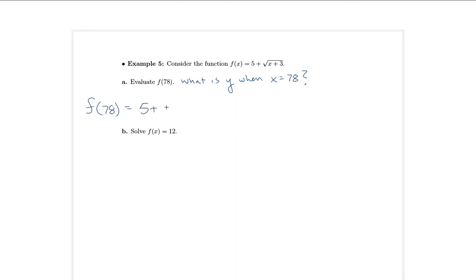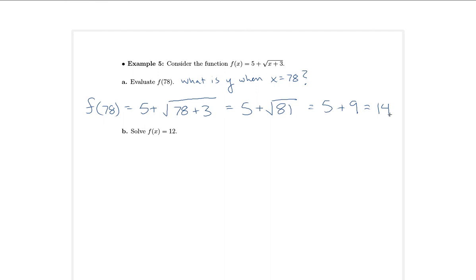Another nice memory device to make sure you're distinguishing between evaluating and solving is that usually evaluating goes much faster than solving does. So 5 plus the square root of 78 plus 3, well, that's 5 plus the square root of 81. 81 is a perfect square, so the square root of 81 is 9. So we get 14. So when you plug in an x value of 78 into this function, out comes an output of 14.